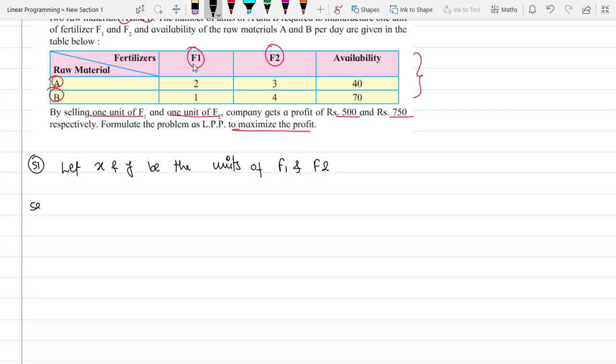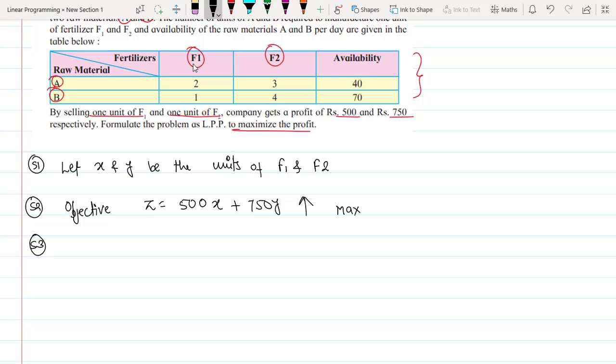Step number 2 is to get the objective function, which is there in the last sentence. Objective function z is equal to how much? How much profit is there on F1? It is 500x. And on F2? Plus 750y. Okay, so this is my objective function, and maximizing this z is my objective. Step number 3 is what?